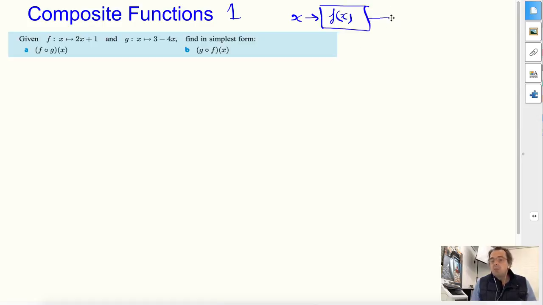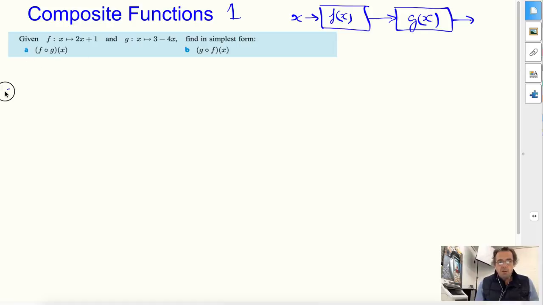Then you had an output from that machine, and you could feed it into another machine that does a different function, or maybe even the same function. And the output from that machine you can feed into the next one, and so forth and so forth. So these machines are following each other up. Now that's what composite functions is all about.